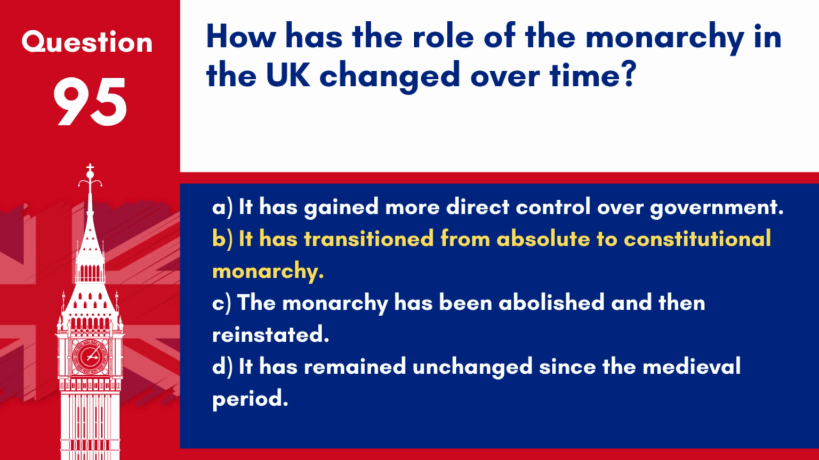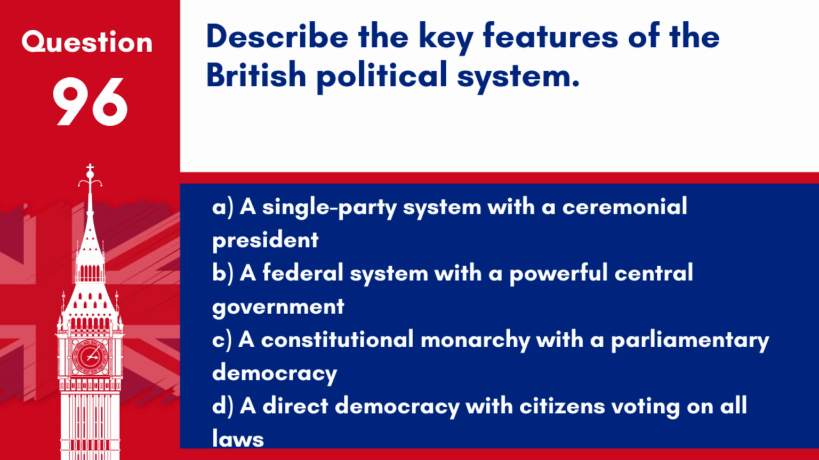Over time, the role of the monarchy in the UK has evolved from wielding absolute power to functioning within a constitutional framework, with the monarch having ceremonial duties and limited political power. Question 96. Describe the key features of the British political system.